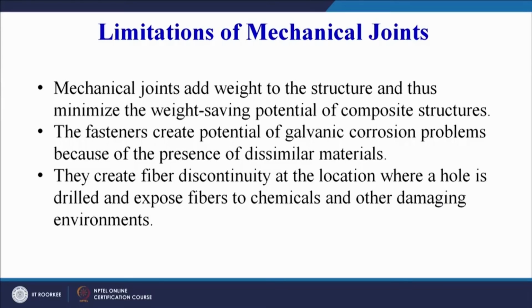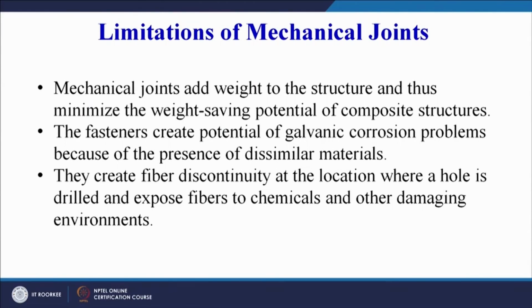Now some of you may be wondering why not use a fastener also of the same material. That is also an important suggestion maybe from your side, but making the fasteners of composite materials itself requires a very specialized method. Therefore the standard fasteners which are available are mostly used for fastening the composite parts. I have already explained the first point, that is on your screen. Mechanical joints add weight to the structure and thus minimize the weight saving potential of the composite structures.